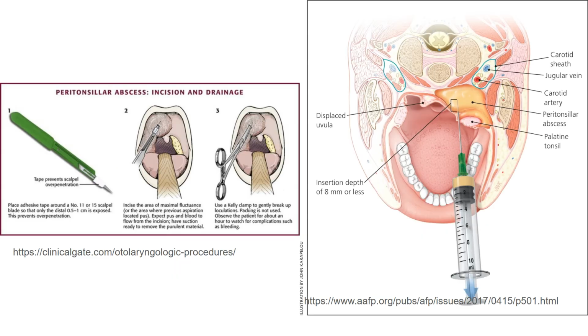So either they can aspirate it with a needle, which we won't go into details as to how they do that, and that you can see on the right hand side. Or you can perform an incision and drainage with a small scalpel as well on the left hand side.